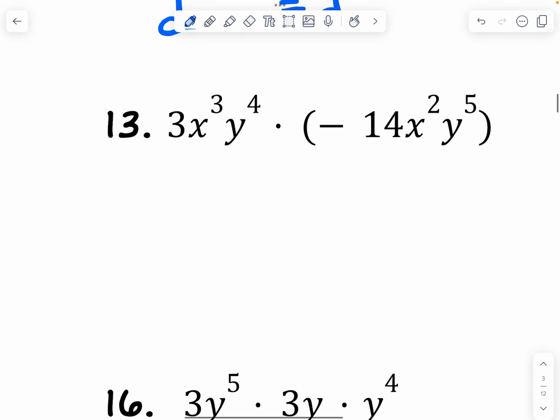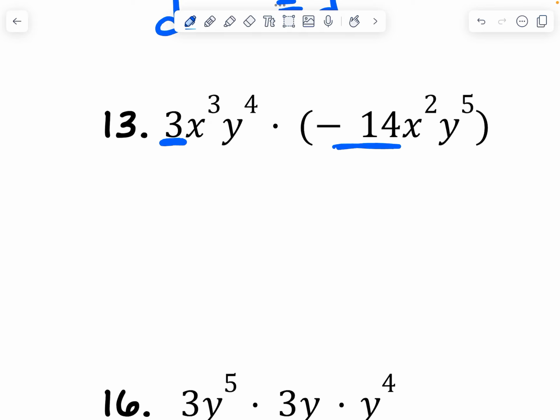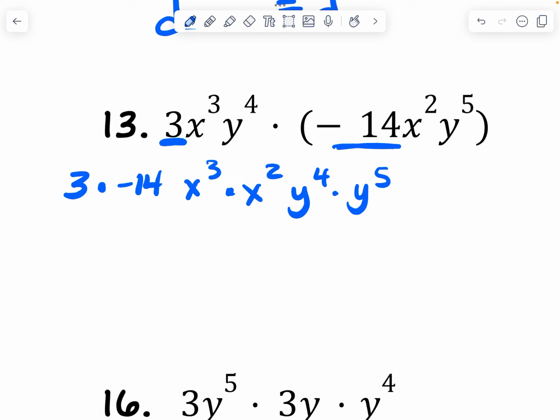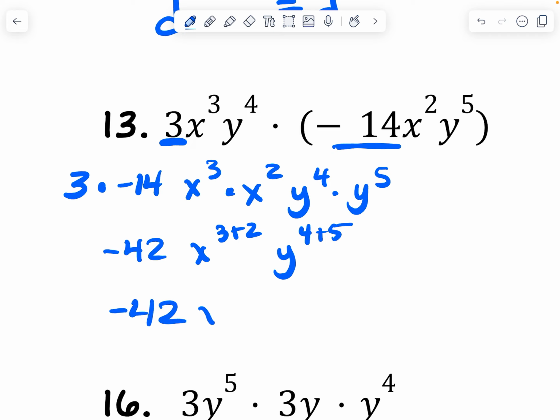Over here, as I look at this base, I'm actually going to write it like this, just so that it's easier to see. I'm going to put my x's next to each other, my y's next to each other, my coefficients next to each other. So I'm going to take 3 and multiply that by negative 14, and I would get negative 42. I'm going to add my exponents because those are two different variables. So negative 42, x to the 5th, y to the 9th.